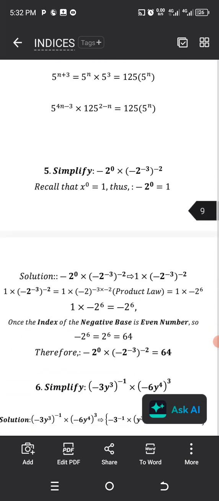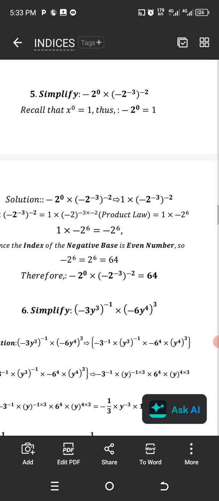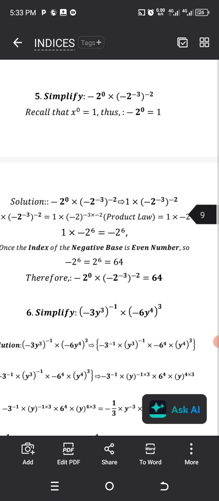So we move to example 5. Recall that now we are asked to simplify minus 2 raised to power 0 multiplied by minus 2 raised to power minus 3, everything raised to power minus 2. Recall that x raised to power 0 is 1. So automatically minus 2 raised to power 0 is 1. So you don't need to stress. We are left with 1 multiplied by parentheses minus 2 all raised to power minus 3 and everything raised to power minus 2. So recall 1 will always be the same.